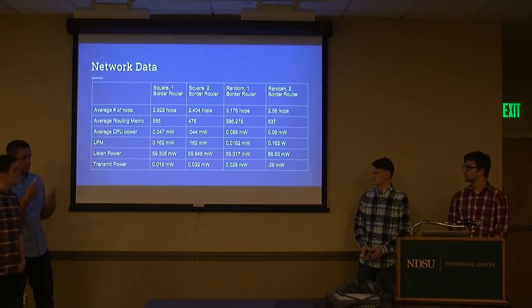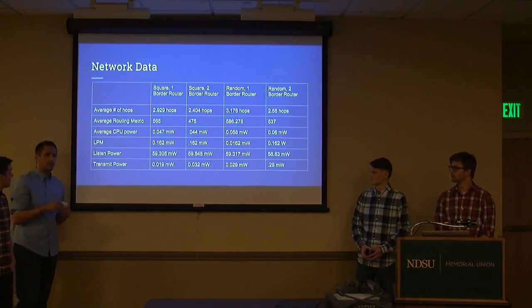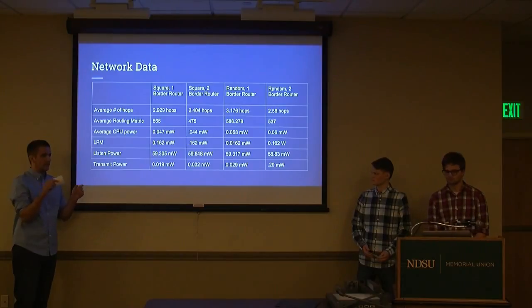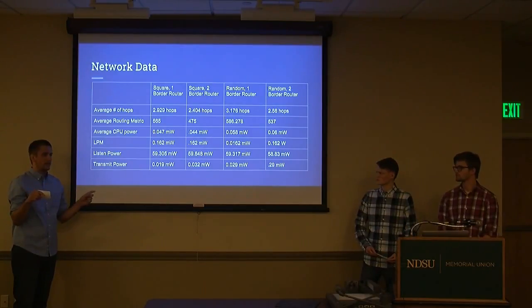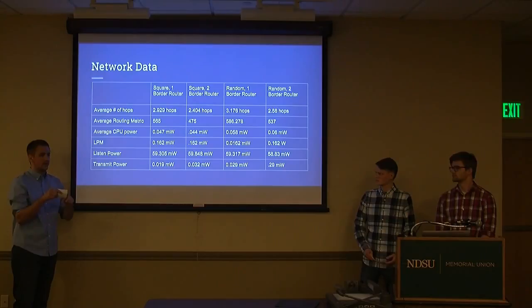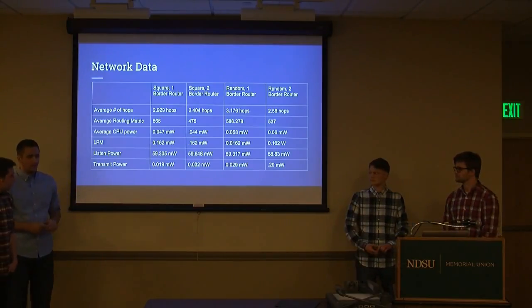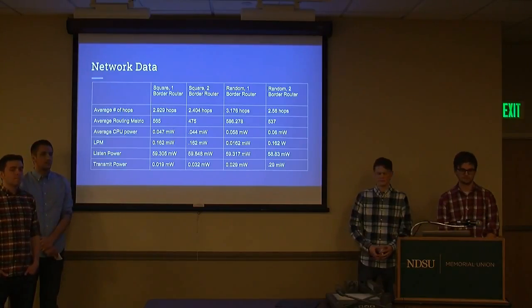To clarify, when we have two border routers, each one gets its own subset of the network, and there can sometimes be nodes that end up on both networks. So that might be the reason. We can't verify it, at least right now. But good question.